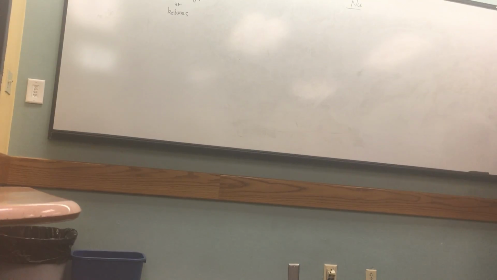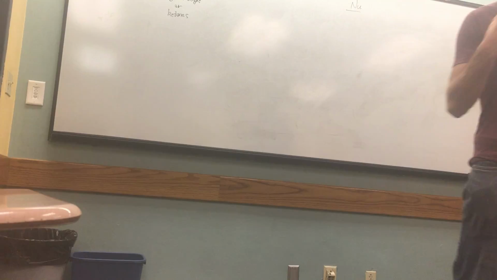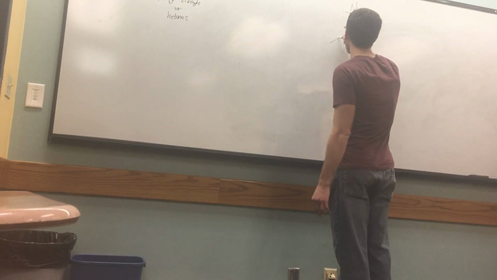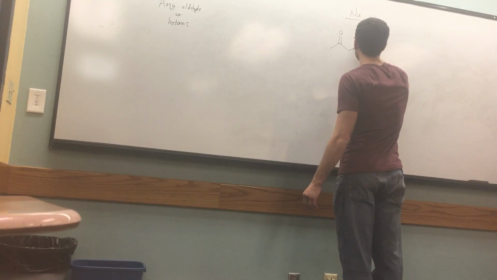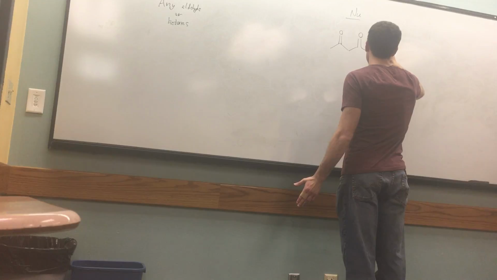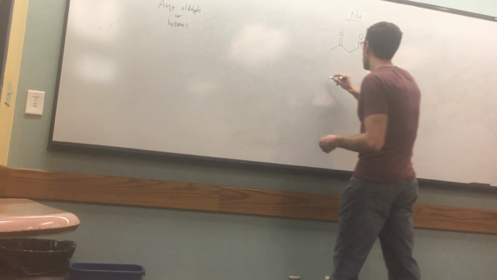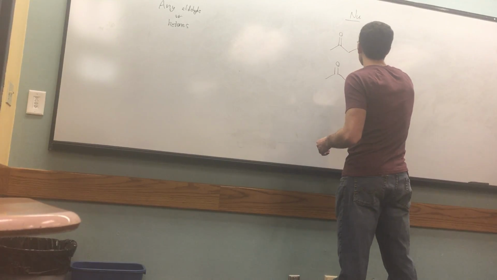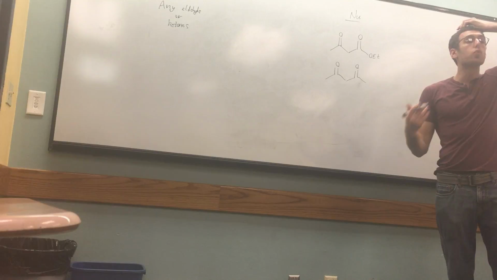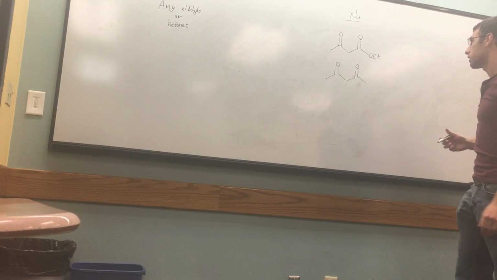But the new component has to be a compound with relatively acidic alpha hydrogens, right? So what does that mean? That means our beta keto esters, our 1,3 dicarbonyls. So anything that looks like this, just a diketone like that, as well as carbonyl analogs. So what do I mean by carbonyl analogs?